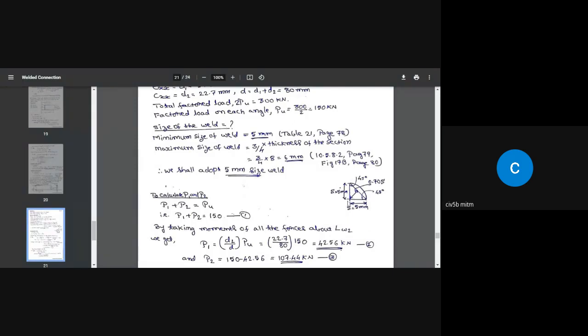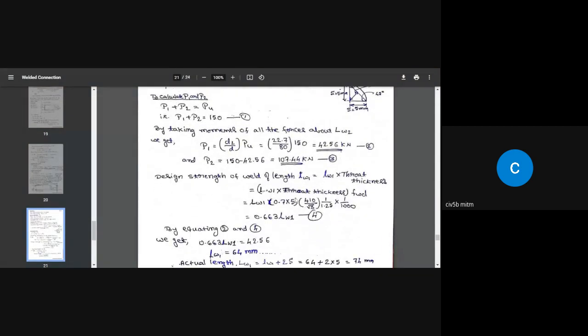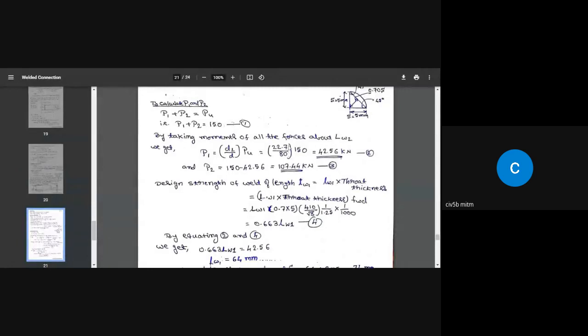So if this is the weld shape, this is the weld size or the leg size of the weld, which is S equal to 5 millimeters. Similarly, this is 5 millimeter, and this is the throat thickness, that is equal to 0.70 times the S value. Right now, to calculate P1 and P2, we are going to apply the same logic the way we did for the previous problem. So find out what is P1 and P2.